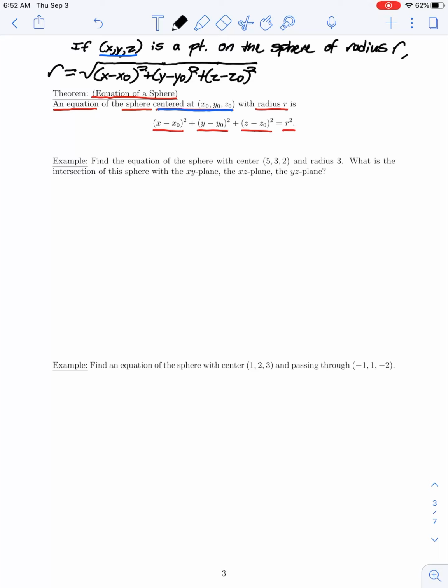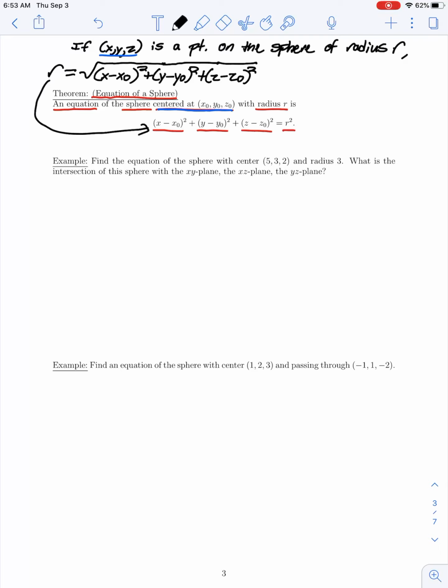So if we simply square both sides of this equation, we can see that we obtain the given formula for a sphere. So let's look at an example making use of this formula.